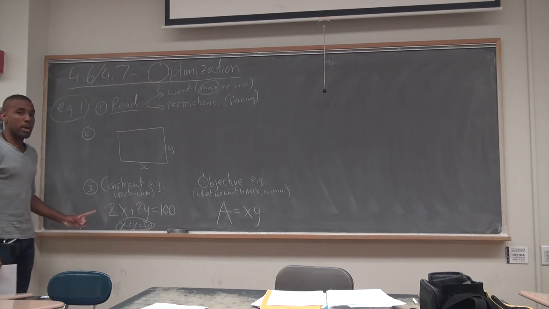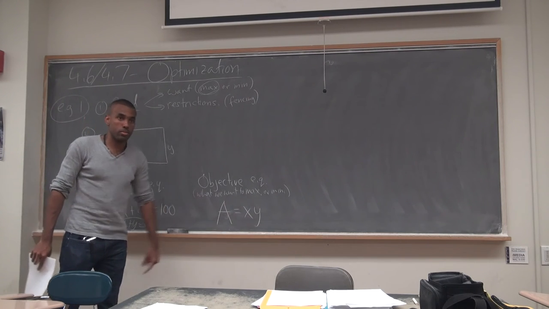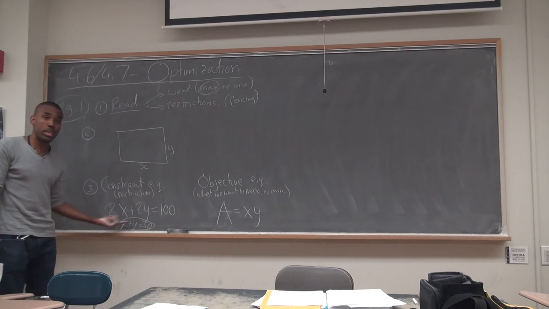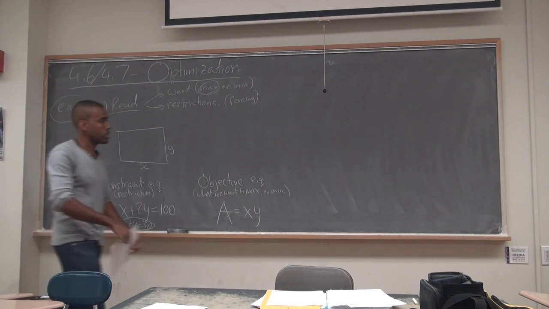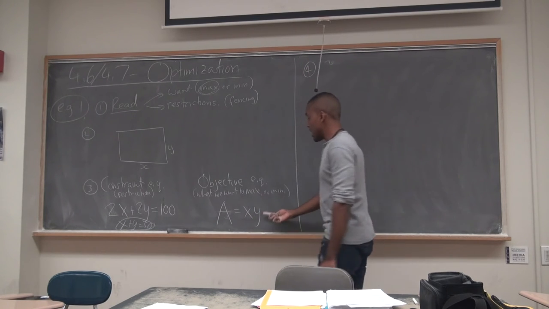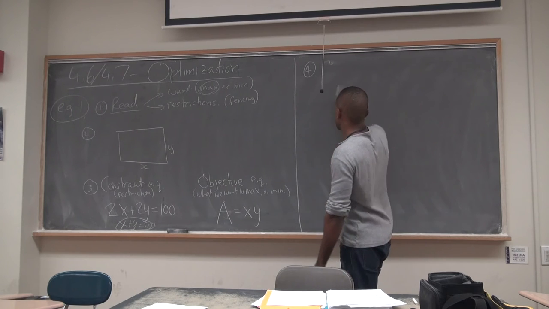The one I want to find the maximum point on is this equation. But I have two variables. That is a problem. But I have another equation that has those same two variables. That leads us to step four. This is the guy I want to find the maximum point of. There are two variables, though. That doesn't help me.